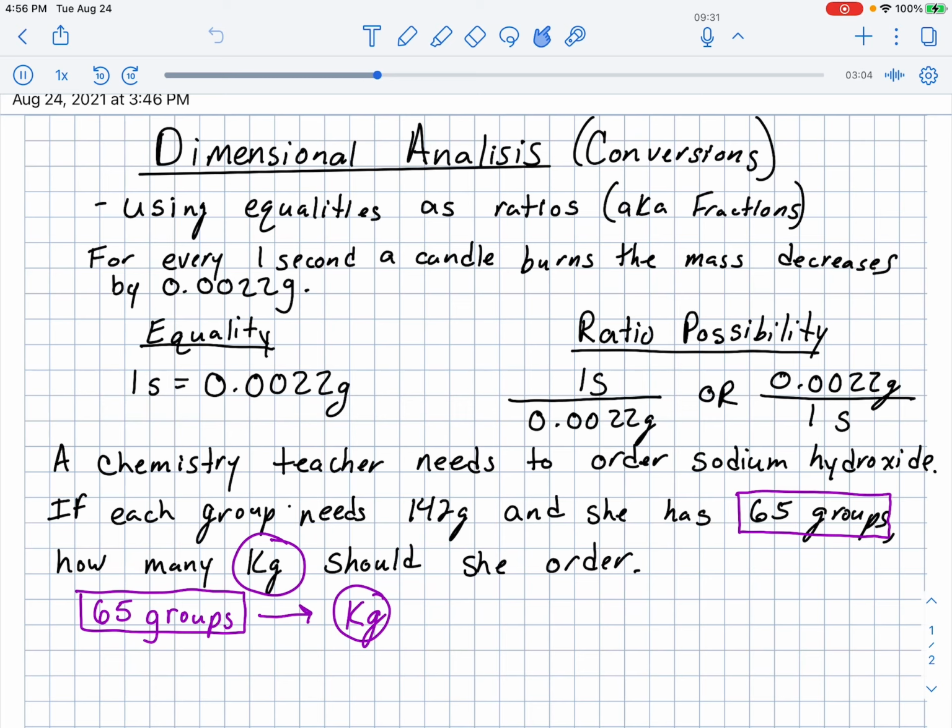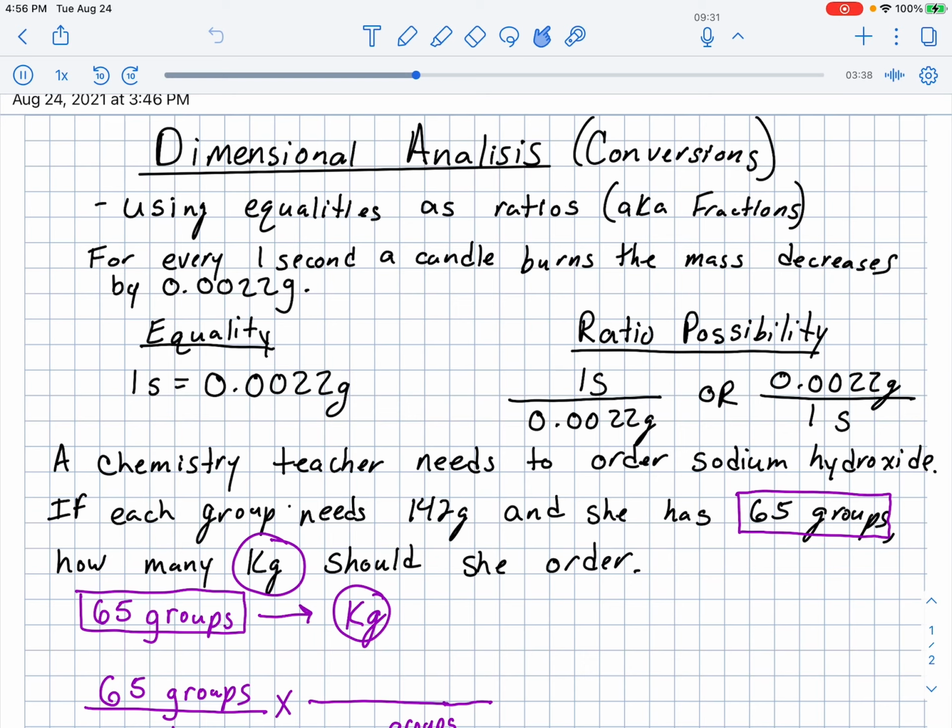And so the reason is because when we start this problem, we're going to start with our given and put it over 1. So we will always start dimensional analysis by taking our given and placing it over 1. Then what you're going to do is you're going to use ratios. And in this case, I don't want to end up with groups. So I know I need groups to cancel out. And how do I get something on top of a fraction to cancel out? I put the same units on the bottom of the fraction.